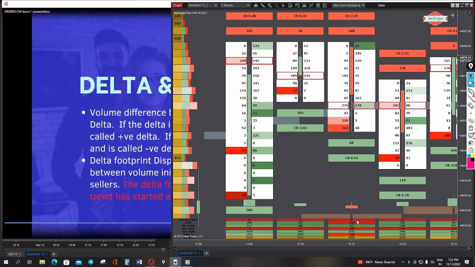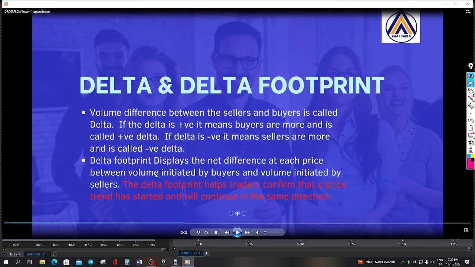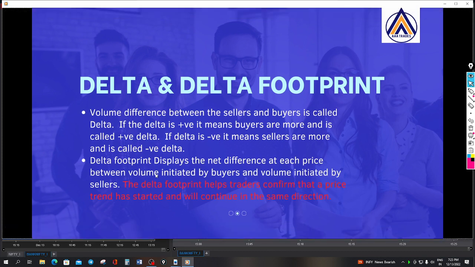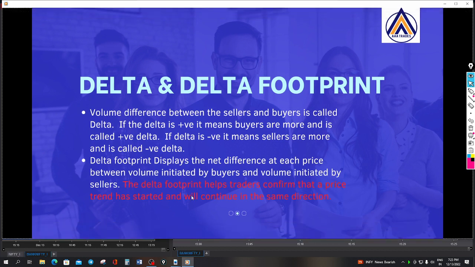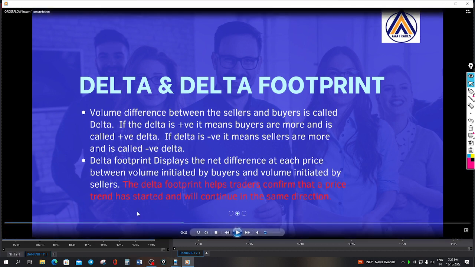This delta keeps changing for every trade. So at that trading point, this is the current delta. Delta footprint displays the net difference at each price between volume initiated by buyers and volume initiated by sellers. The delta footprint helps traders confirm that a price trend has started and will continue to move in the same direction.